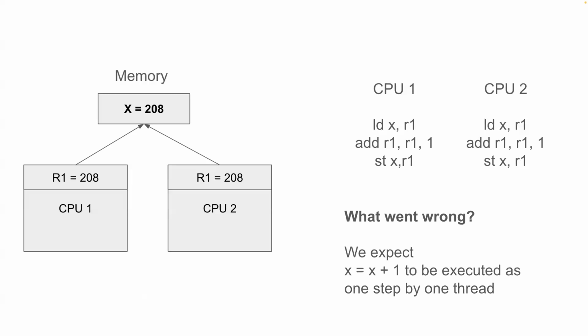Again, the problem here is we expect x equal to x plus 1 to be executed as one step by both the CPUs. But x equal to x plus 1 is not one step, it's multiple steps. And when you interleave those steps, this unintuitive behavior occurs, right? So this is what we mean when we say x equal to x plus 1 should be atomic. Okay, any questions? Okay, cool.